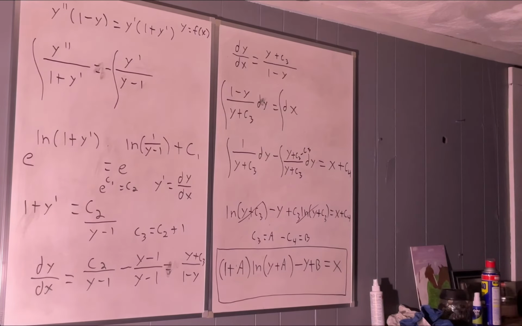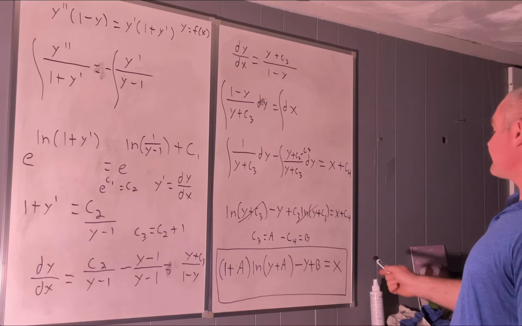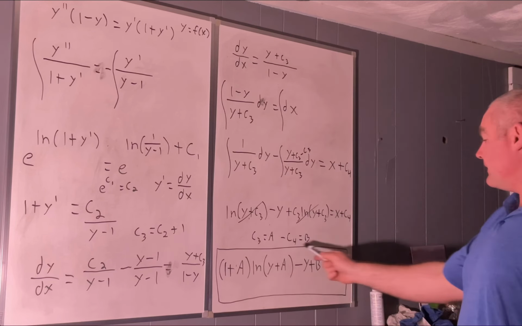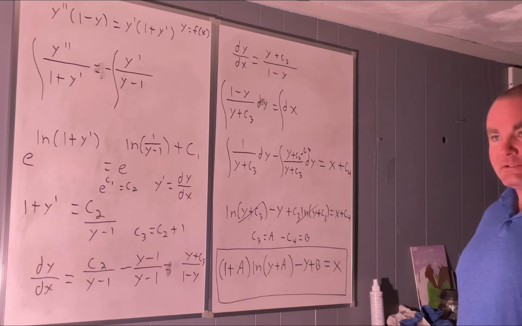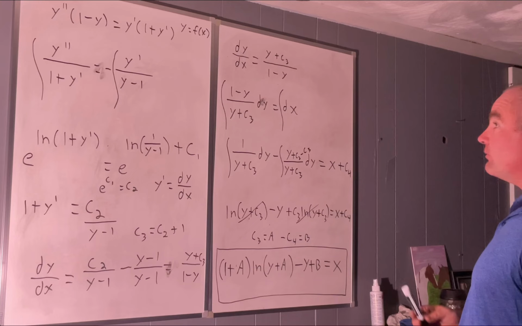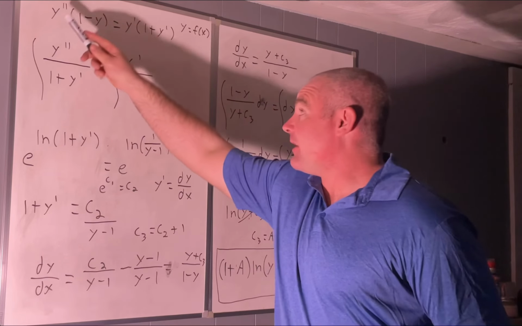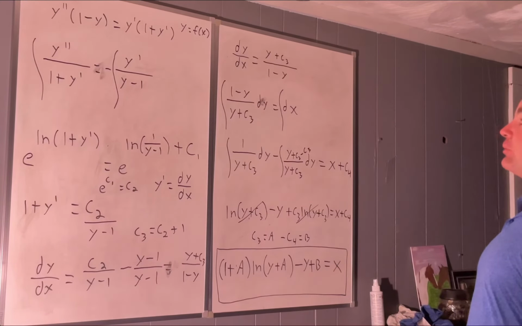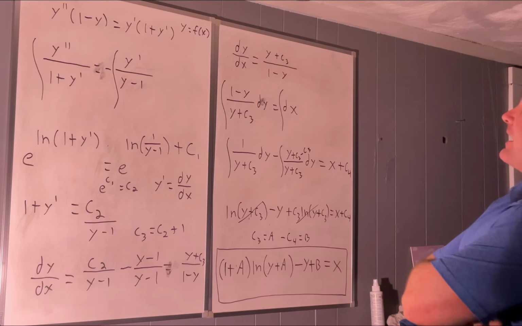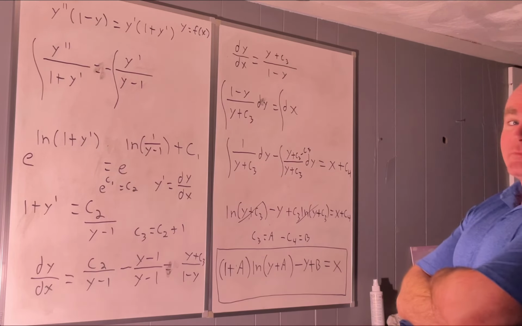If you watch his video, which I will try to remember to link to, it is in a much different form than this, but they are equivalent. Both forms are true. Both forms satisfy y double prime times 1 minus y is equal to y prime times 1 plus y prime. So there you go.